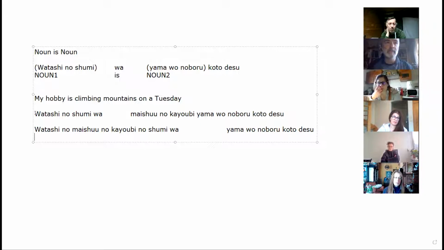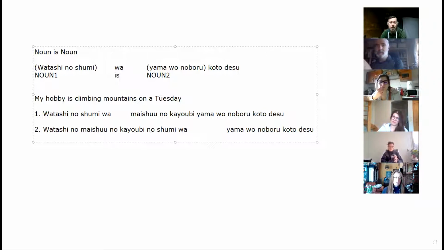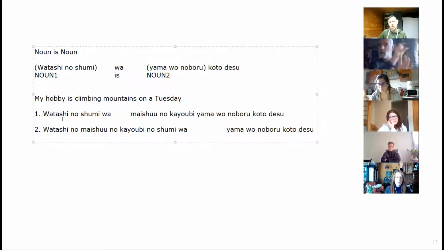Whereas this first, let me just number these so you know what I'm talking about. Let me just repeat that. Number 2 means my only hobby on Tuesdays is climbing mountains. Number 1 means my hobbies include climbing mountains on Tuesdays. So we're not making smaller subcategories of hobbies. We're just saying amongst all of my hobbies, one of them is climbing mountains on Tuesdays. That's the meaning of number 1.